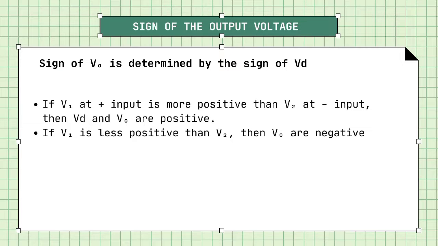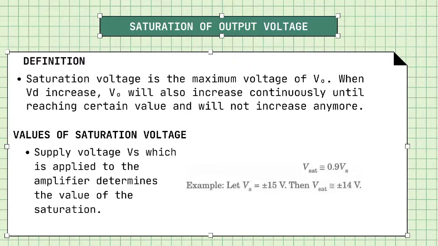Next one is sign of the output voltage. Output voltage is determined by the sign of VD. If V1 at positive input is more positive than V2 at negative input, then VD and output voltage are positive. If V1 is less positive than V2, then output voltage is negative.